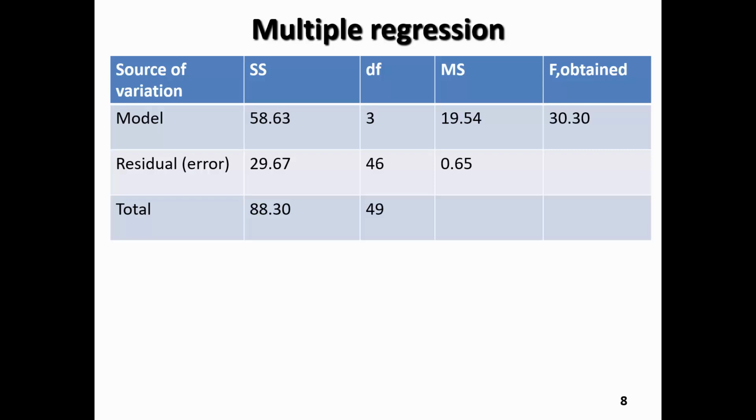30.30. And as a rule of thumb, a critical F value is usually in the range of 2.0 to 3.0, maybe even as high as 4.0 with small sample sizes. But with a value of 30.30, we see that this is going to be very statistically significant. So the calculated p-value of this is going to be far below 0.05.